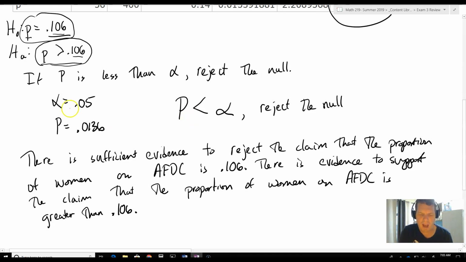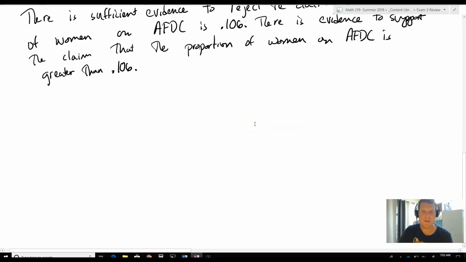We compared P to alpha. We figured out what alpha was. We figured out what P was. We compared the two. P was less than alpha, so we rejected the null. There it is. Now let's talk a little bit about what that means from the perspective of the concept that we're dealing with here. So now we're done with what's happening. Now I just want to understand the math just a little bit, so I'm going to go into that for just a second.